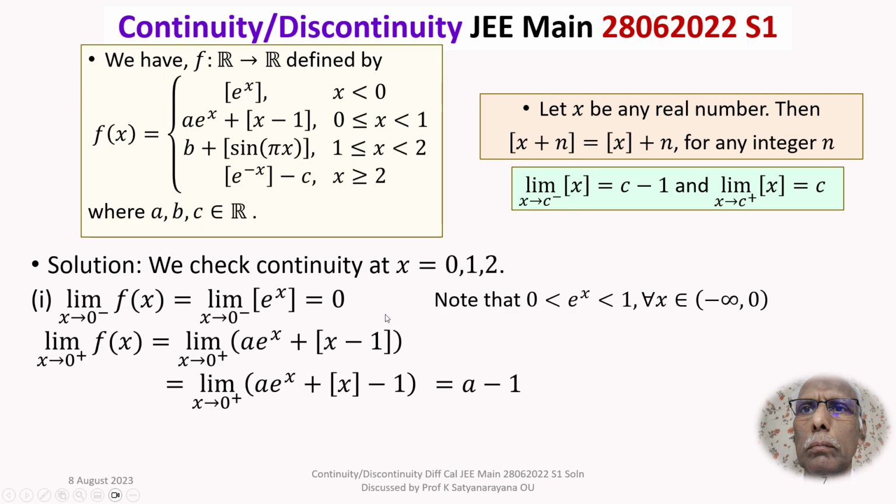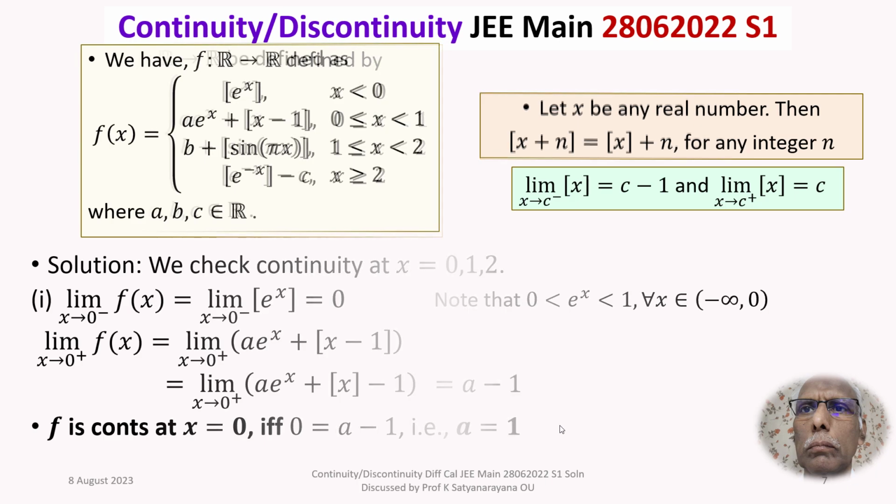Now, to be continuous, the left hand limit must be equal to the right hand limit, and it will be continuous when a - 1 is equal to 0. So that means f is continuous at x equal to 0 if and only if 0 is equal to a - 1, that is a is equal to 1. So f is continuous at x equal to 0 if and only if a is equal to 1.